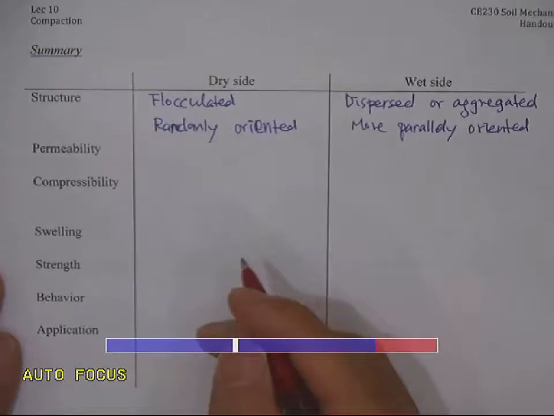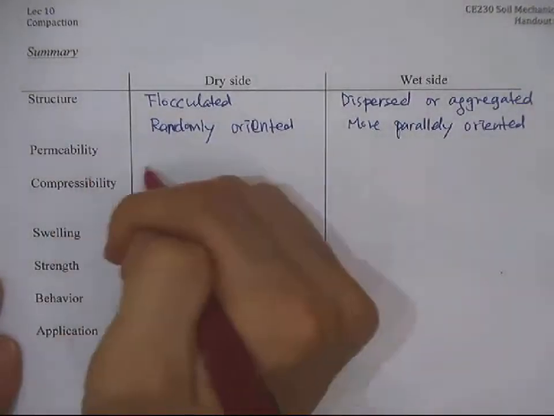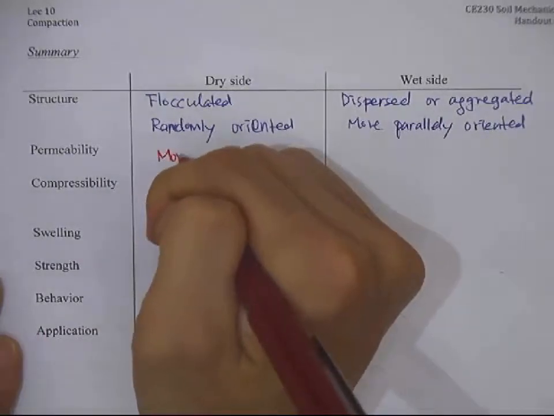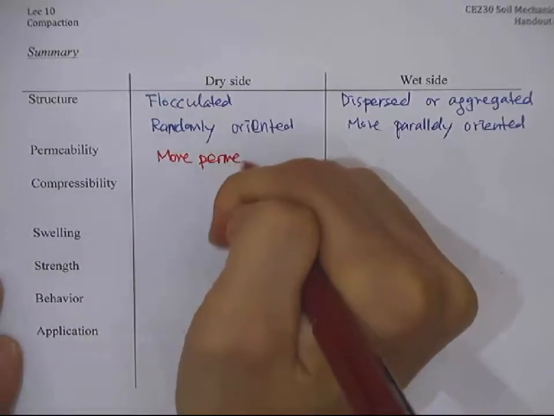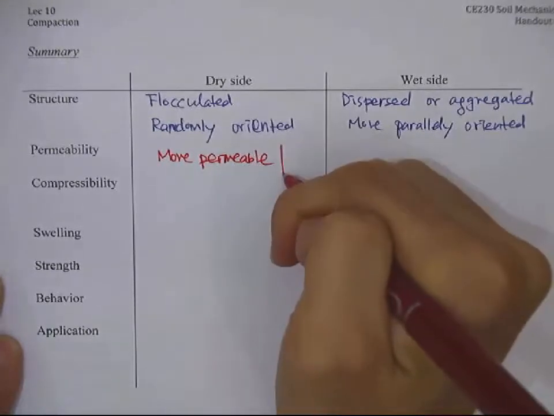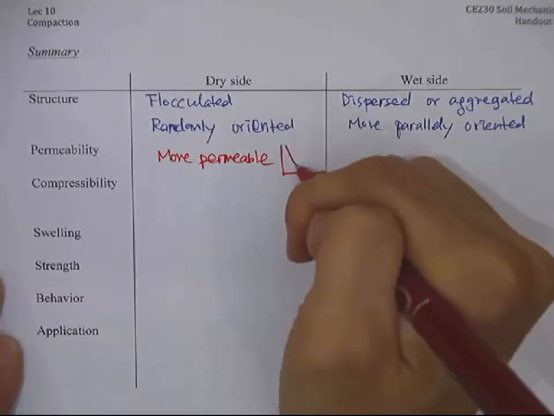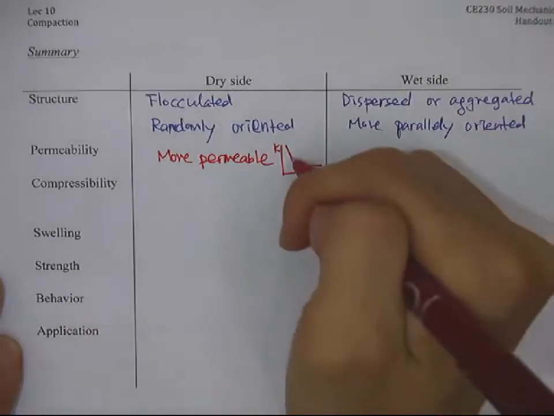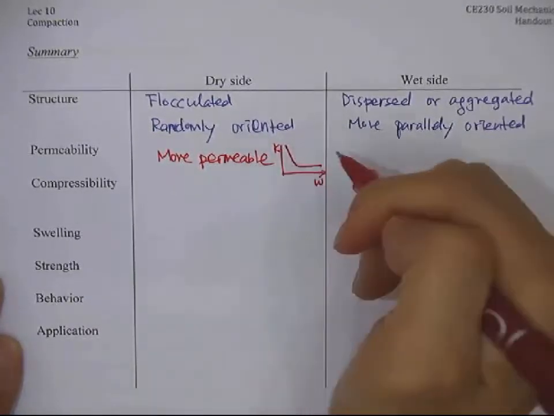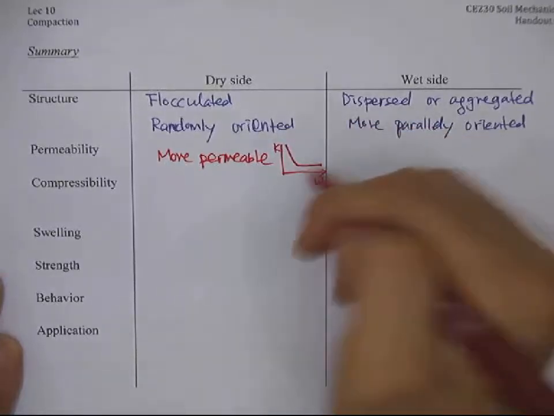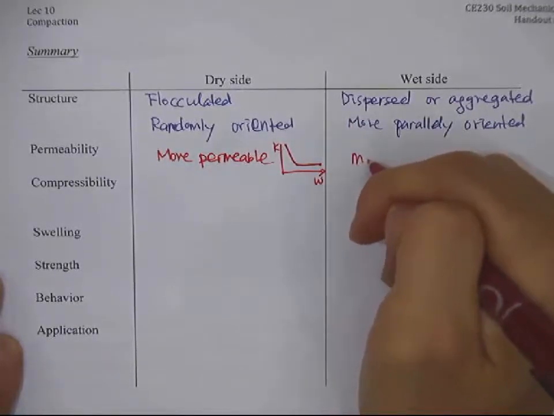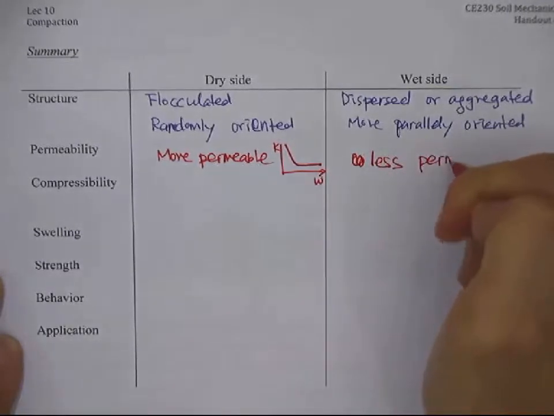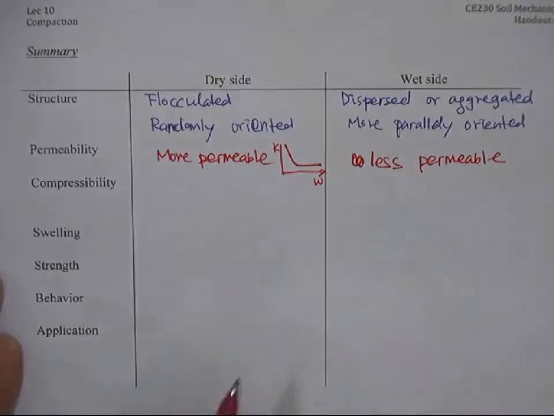Okay, and the permeability: when you compact the dry side, it's more permeable. If you remember this kind of curve, W and K, the left side is wet side compacted soil, and the right side is less permeable. Okay?